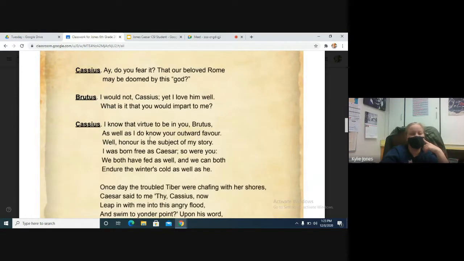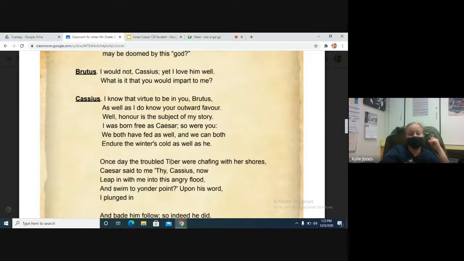Cassius says, "I know that virtue be in you, Brutus, as well as I do know your outward favor. Well, honor is the subject of my story. I was born free as Caesar, so were you. We have both fed as well, and we can both endure the winter's cold as well as heat.